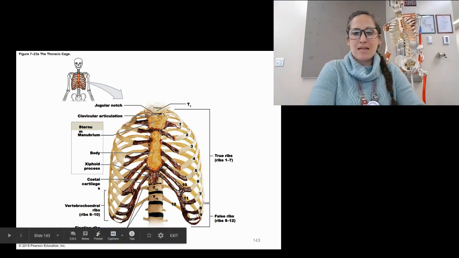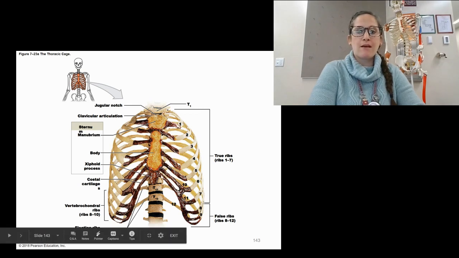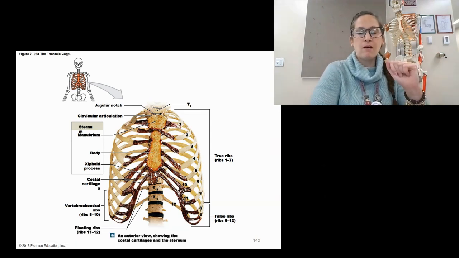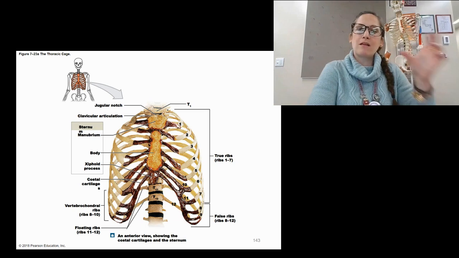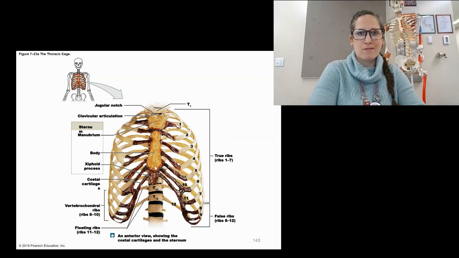Then if you look, you have 8, 9, and 10, and you'll notice they also have cartilage, but all 3 of their pieces of cartilage merge into a common piece of cartilage that then connects into rib pair 7's cartilage that connects to the sternum. So we refer to pairs 8, 9, and 10 as vertebrochondral. Chondral meaning cartilage. So vertebrochondral, they connect from the vertebra to a piece of cartilage that then connects to the costal cartilage and the sternum.